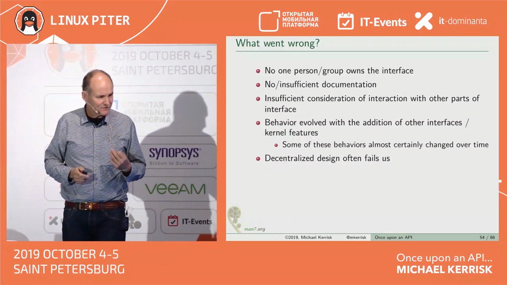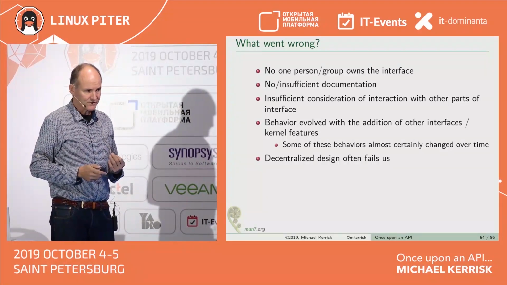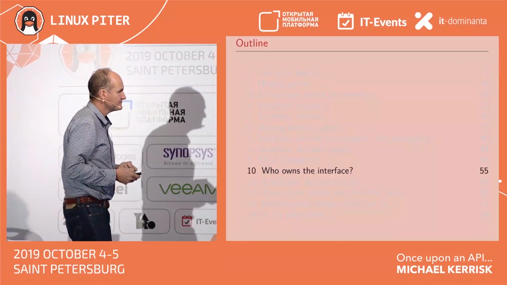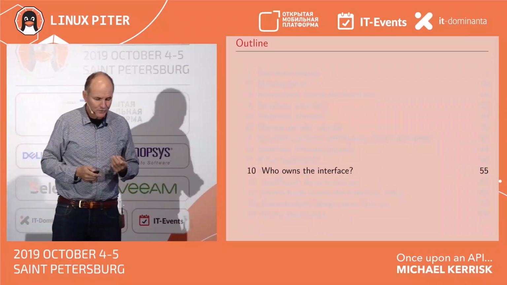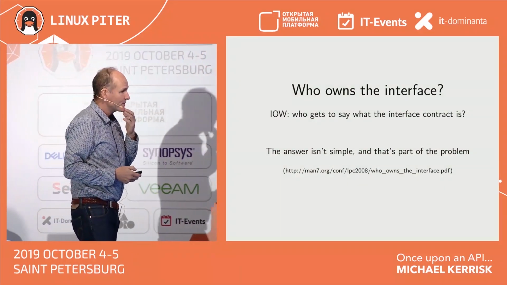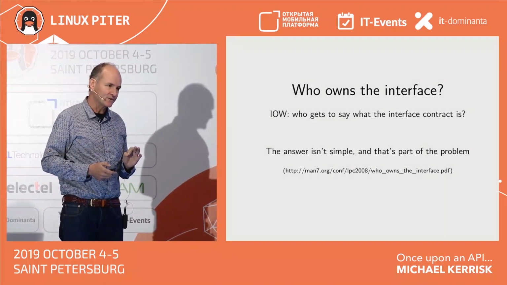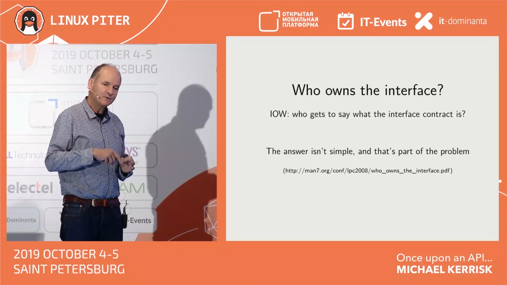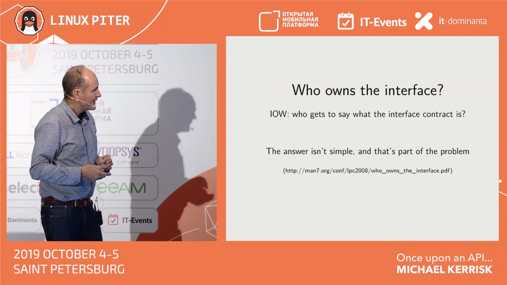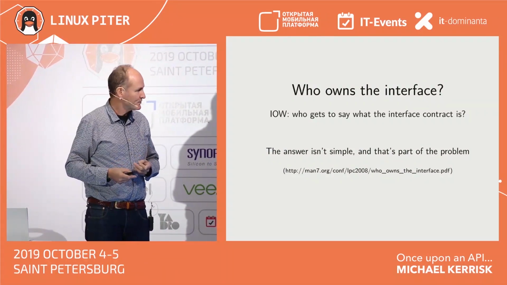another observation is that the decentralized design model that we've often followed in Linux often fails us. So, a little bit more detail on these points. The question is, who owns the interface? And what I mean by this is, who decides what the contract is that is being provided by the implementation of an API and the consumer of that API? And the answer really isn't simple, and that's part of the cause of the problem.